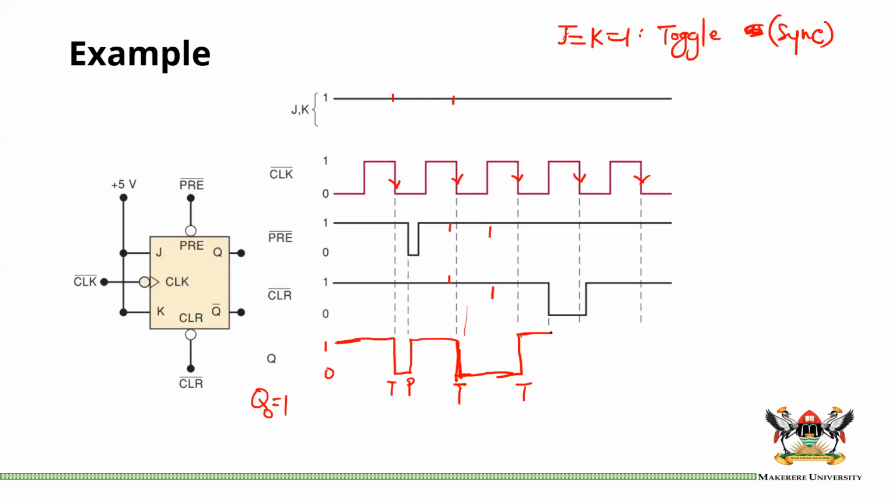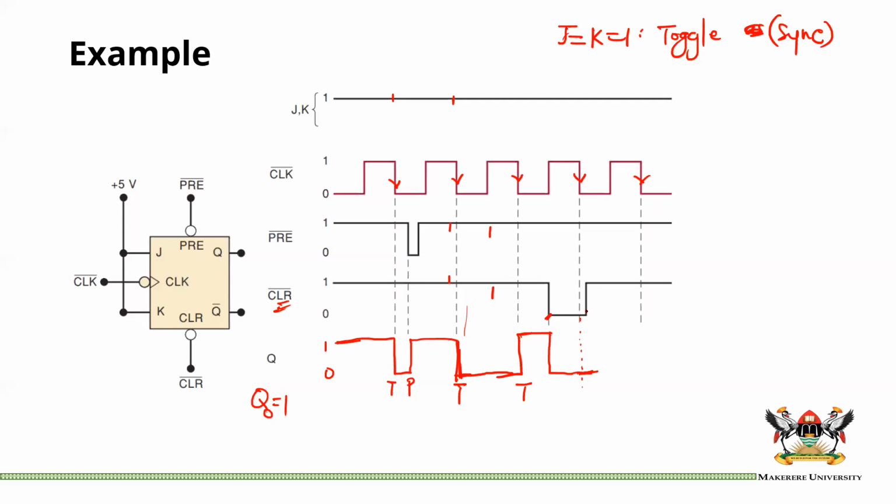We toggle here until that point, but at this point, we get a clear state. A clear is asynchronous, and clear says our output should go to 0. So our output should go to 0 until the next NGT. At this NGT, we would normally toggle, but clear is still 0, and we have said clear will actually override anything. So at that point, we would otherwise toggle, but we continue in that state.